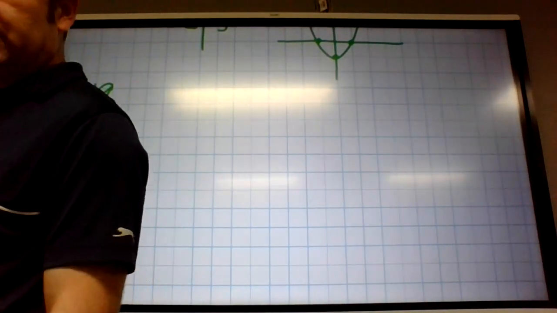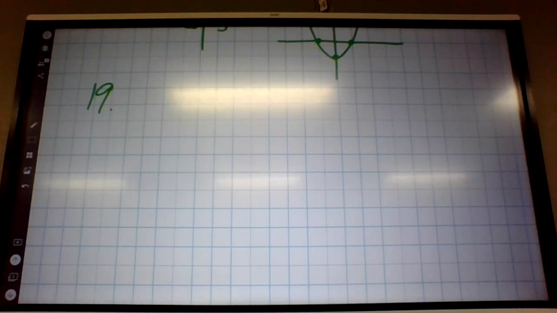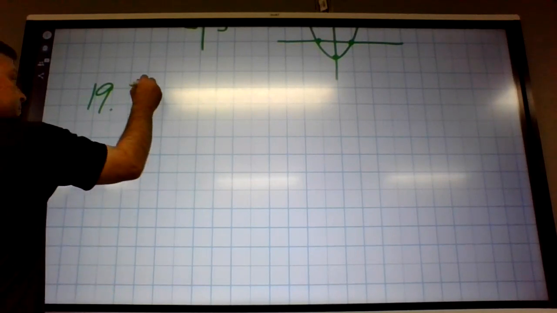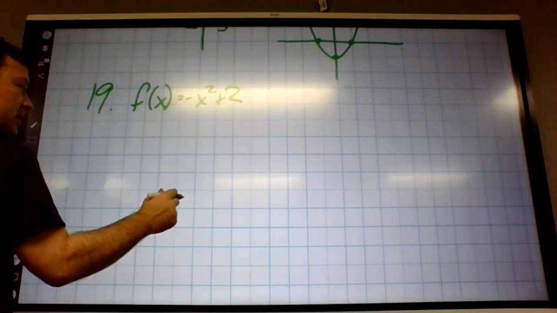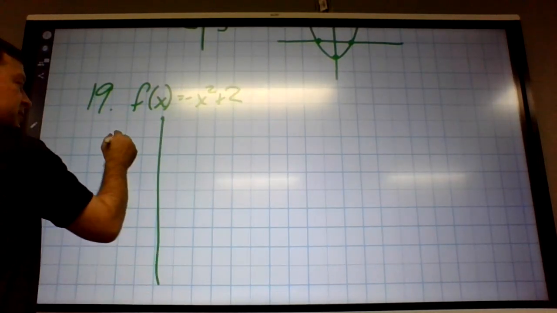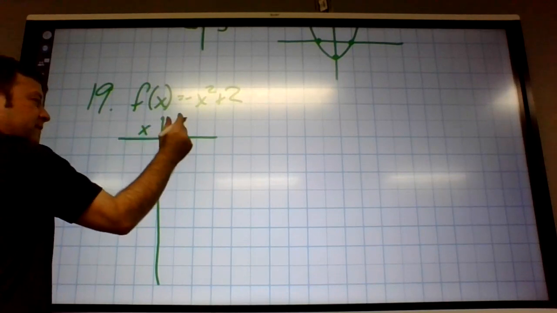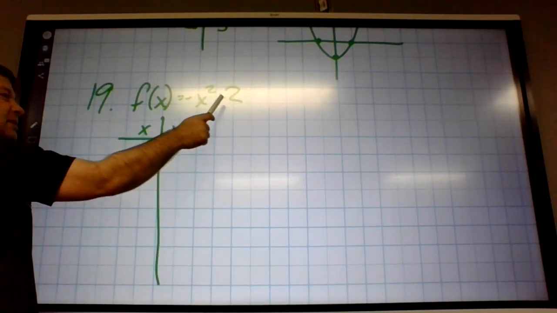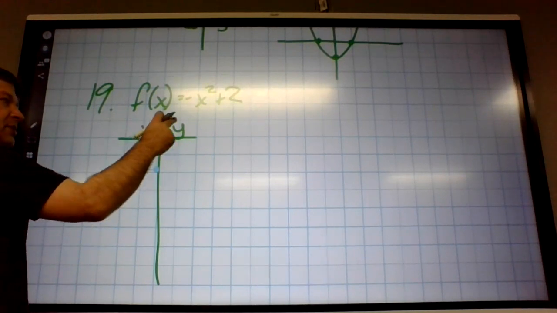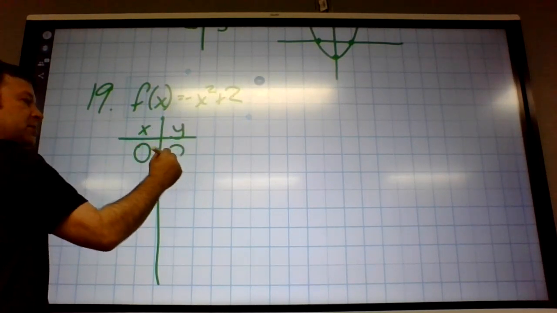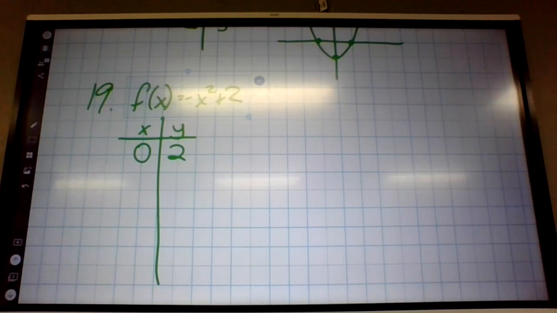Though. Okay, 19. Negative x squared plus 2. All right. What is the plus 2 going to do to the graph? It's going to move it up 2. So when I plug in 0 for x, I get 2. The vertex is at 0, 2.